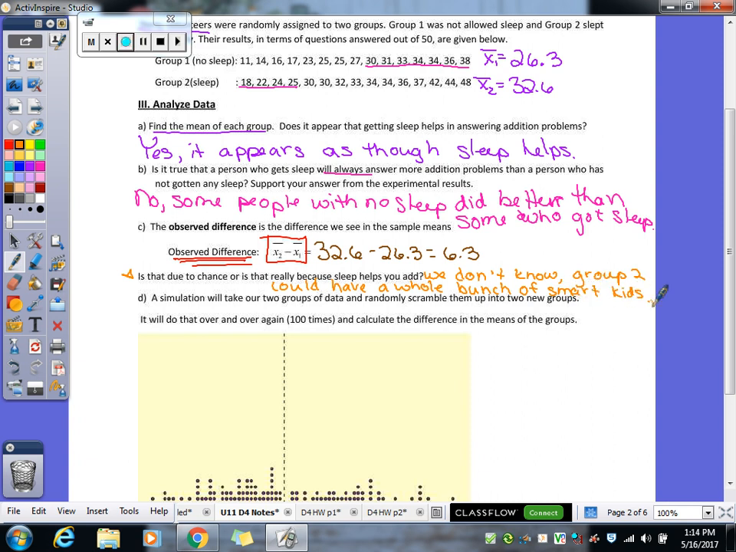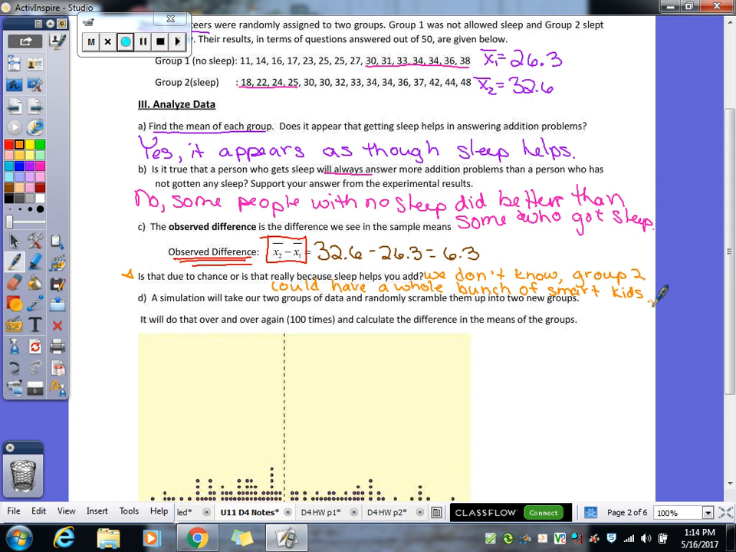There could be a whole bunch of Mrs. Pelkeys in that group before she got pregnant and actually had a brain. So in order to be able to answer that question, what ends up happening is they then take those 30 people and they just reorganize them again and they create 2 new groups.